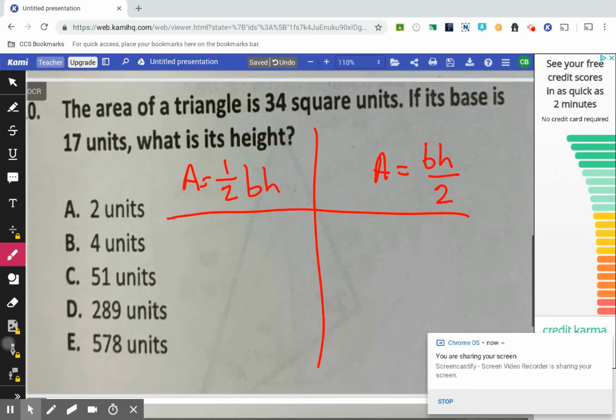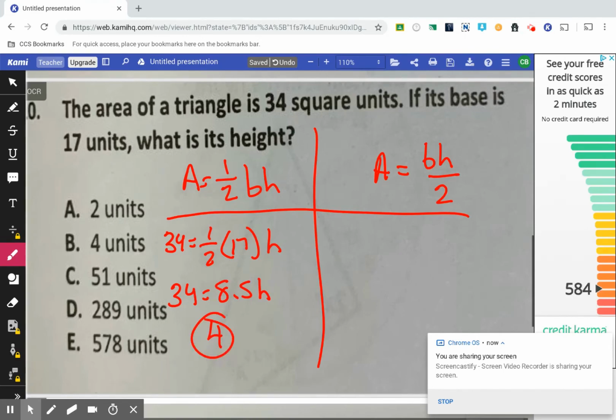It's the same. So area was 34 equals 1/2 times the base, which they say is 17. And then there's the h, 1 variable to solve for. So on the right side, what's half of 17? That's 8.5. And now if I just divide by the 8.5, 34 divided by 8.5 to get h by itself is 4. Okay, now look at it the other way.